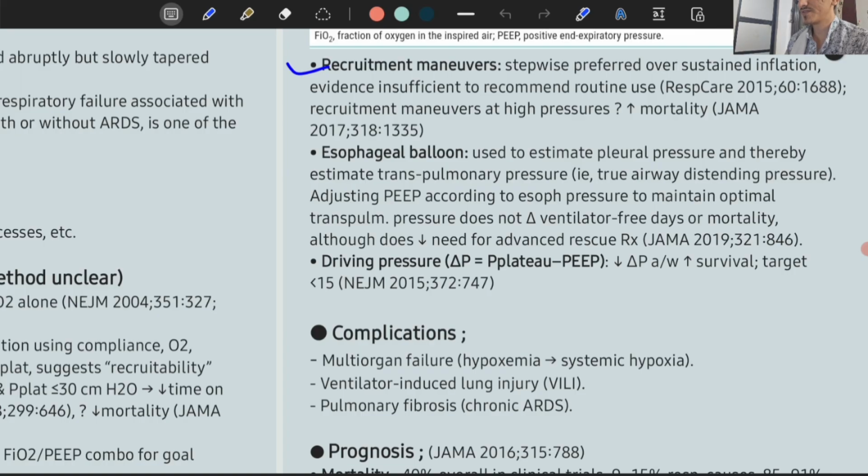Evidence is insufficient to recommend routine use. Recruitment maneuvers at high pressures, whether they increase mortality, we don't know. Okay, recruitment maneuvers. So next is the esophageal balloon.